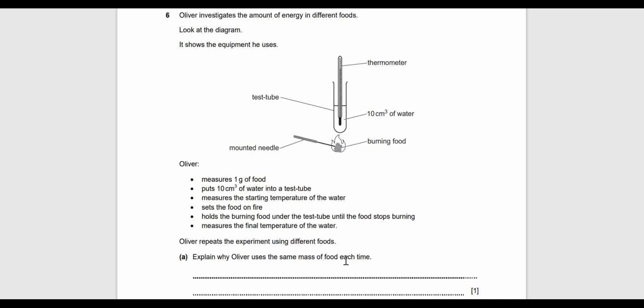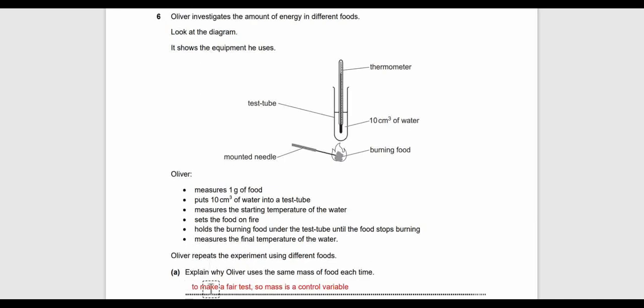10 seconds from now. Alright, let's open up the answer. To make a fair test, mass is a control variable. So that's why the same mass of food each time.